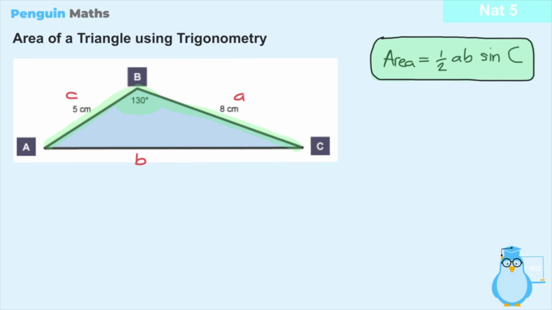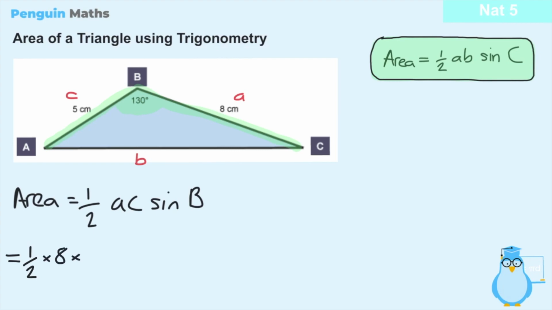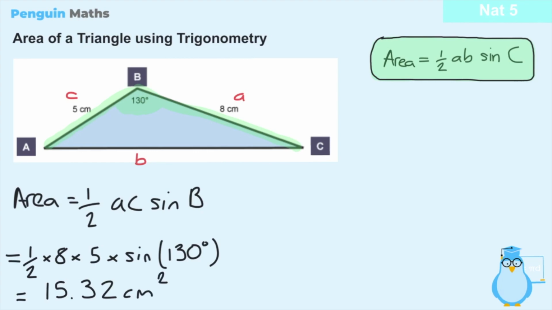So our equation for the area will this time be equal to a half multiplied by the two sides that we have, so a half AC, multiplied by the sine of angle B. And then if we put in our values, we get a half multiplied by 8 multiplied by 5 multiplied by the sine of the angle, which is 130 degrees, and we should get an answer of 15.32. The units are centimeters squared, and this answer is given to 2 decimal places once again.